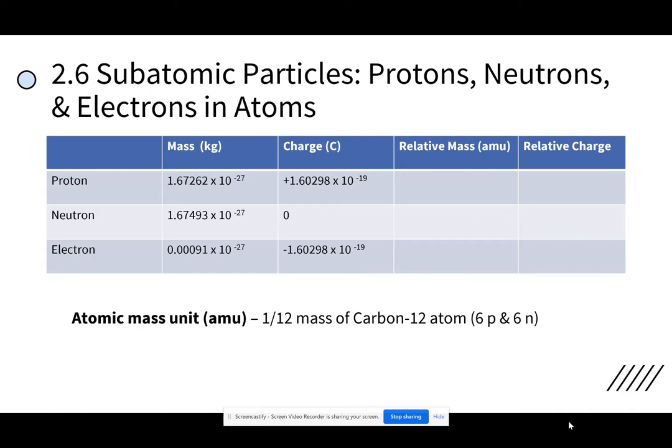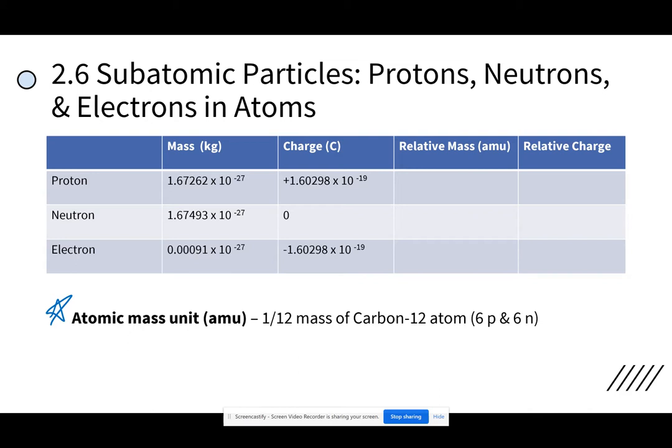But these numbers are just kind of hard to deal with. And so really what we end up using is the relative mass and the relative charge. The relative mass is in a unit called atomic mass units. And the definition of atomic mass unit is right there. So 1 atomic mass unit is equal to 1/12 the mass of a carbon-12 atom, and that's a carbon atom with 6 protons and 6 neutrons.